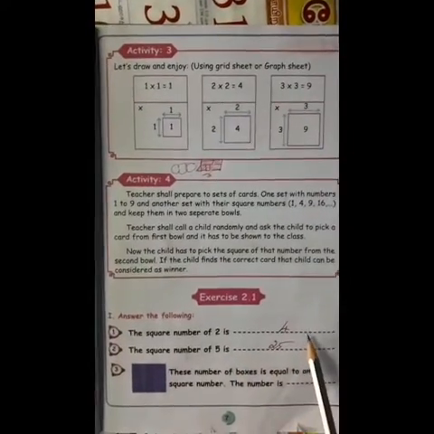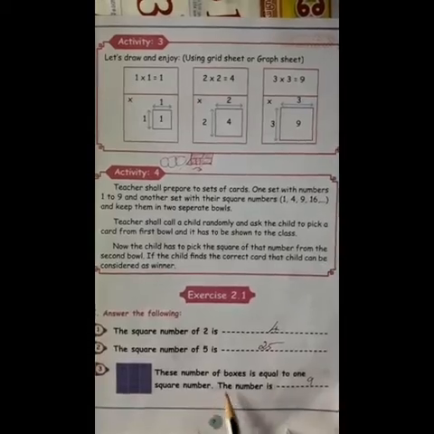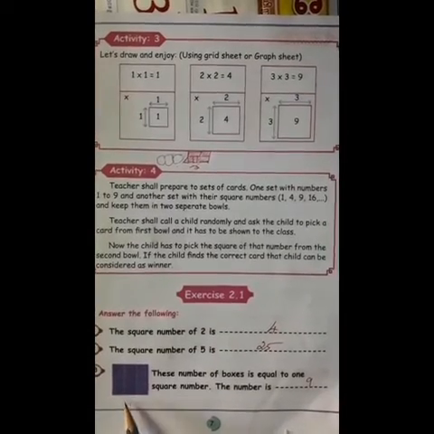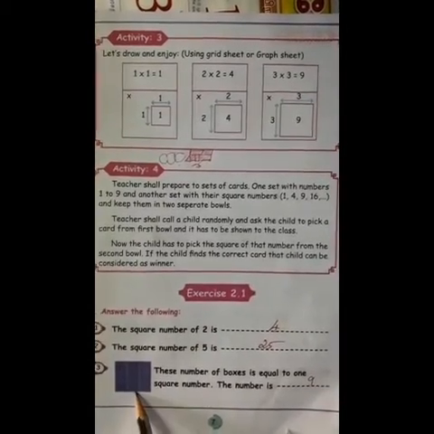Now you can see exercise 2.1. The square number of 2 is 4. The square number of 5 is 25. This number of boxes is equal to one square number. The number is 9. 1, 2, 3, 4, 5, 6, 7, 8, 9.